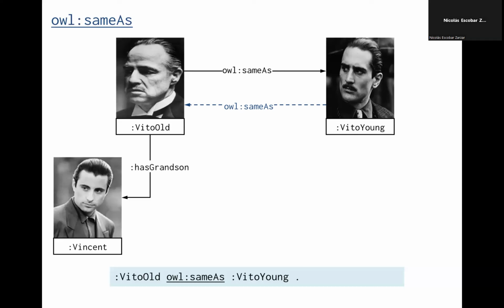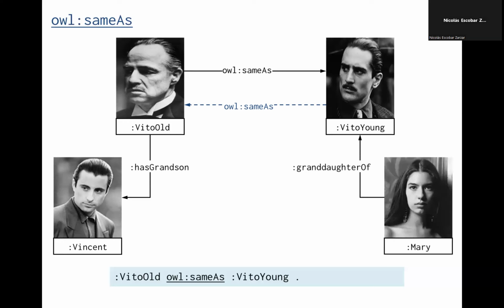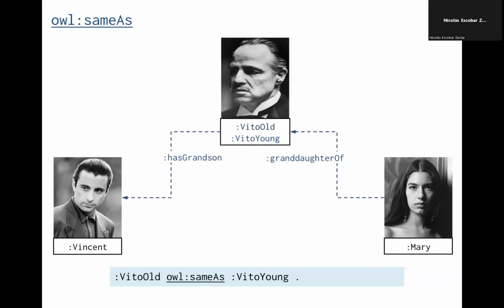Also, what's perhaps more interesting is if we have Vito old has grandson Vincent, and we have Vito young, Mary, granddaughter of Vito young. What could we conclude from this? So we could conclude Mary, granddaughter of Vito old, and we could conclude Vito young has grandson Vincent, right? They're somehow interchangeable. So what we can do is sort of smush these two entities together, and then we can kind of integrate the data and say that, okay, these are two ways to refer to the same thing.